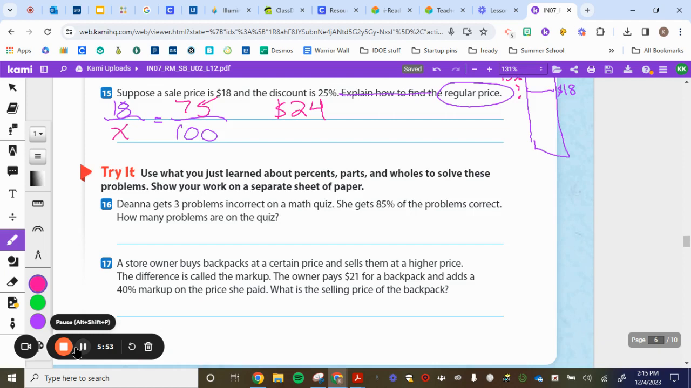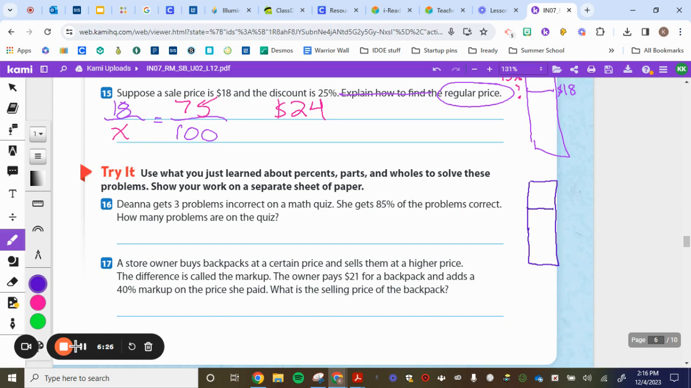Question 16. Deanna gets 3 problems incorrect on a math quiz. She gets 85% of the problems correct. How many problems are on the quiz? So this is another one where a tape diagram will help us, and it is very similar to what we were working with before. The difference is they gave us the percent instead of giving us the sale price. So they gave us the percent and they gave us how many questions were wrong, and we had to figure out how many total questions there are.